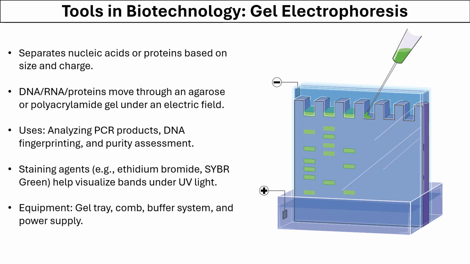DNA, RNA, and proteins move through an agarose or polyacrylamide gel under an electric current. The use of this technology is for analyzing PCR products, DNA fingerprinting, and for purity analysis of samples obtained from DNA or proteins. There are several variations of this methodology using different kinds of stains, and the goal is to be able to better resolve or visualize the samples in the gel.